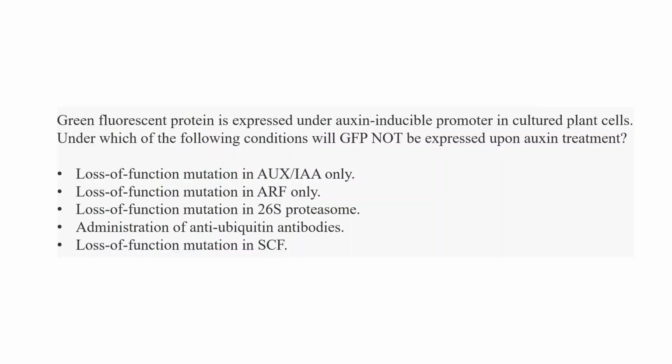Okay. Next question is green fluorescent protein is expressed under auxin inducible promoter in cultured plant cells. Under which of the following conditions will GFP not be expressed upon auxin treatment? Loss of function mutation in AUX/IAA only, loss of function mutation in ARF only, loss of function mutation in 26S proteasome, administration of anti-ubiquitin antibodies, loss of function mutation in the SCF.